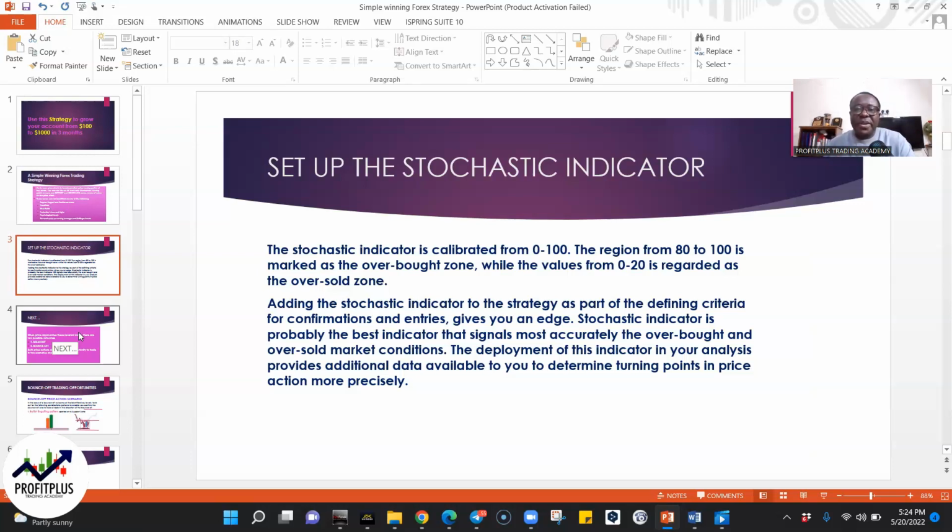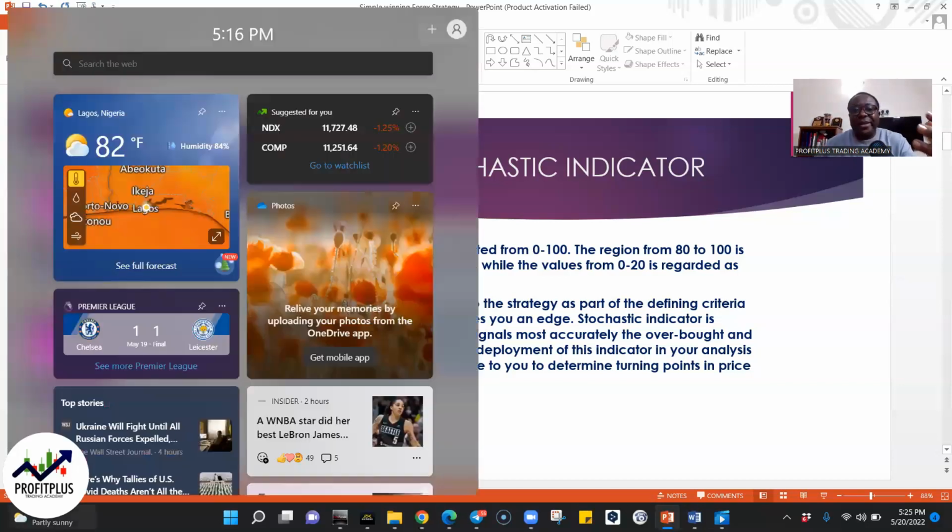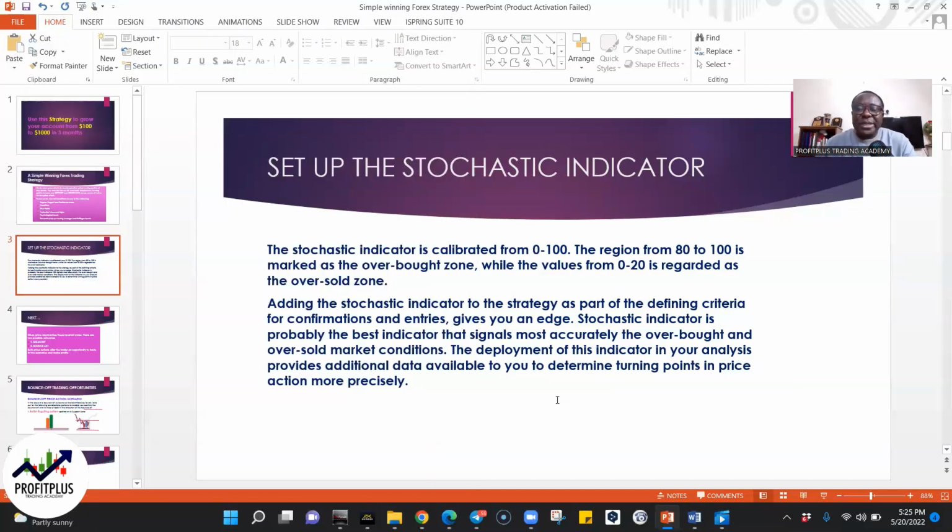So any of those areas that you identified as not validated by the stochastics, you can just eliminate those ones and leave the others, because you want to identify very valid turning points. So when you add this stochastics indicator to it, it helps you to become more precise. All right. So that is just the major reason for bringing in the stochastics.